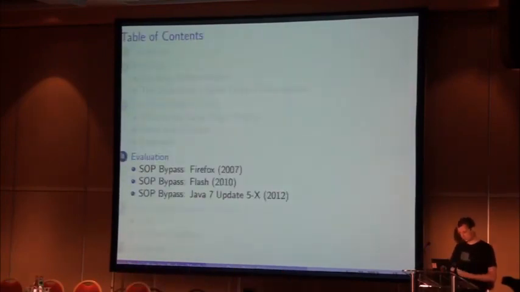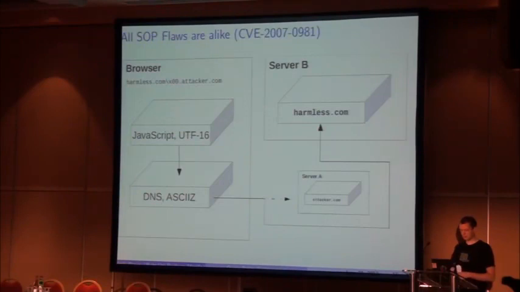Okay, so let's look at a few same origin policy bypasses and see how they compare to each other. This one's from 2007, and it's in Firefox. If somebody sets the current domain in JavaScript to harmless.com, nullbyte.attacker.com, then the JavaScript API basically says, I'm using UTF-16 strings, I don't care about null bytes. This is something.attacker.com. That's totally fine, assuming we are currently on attacker.com.